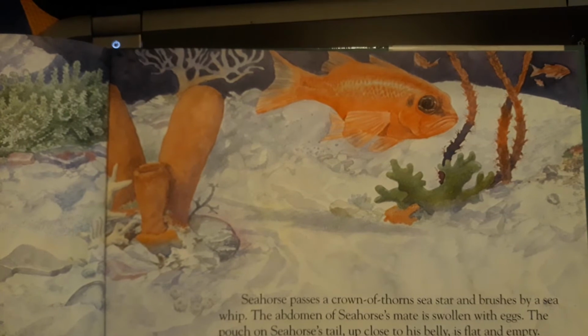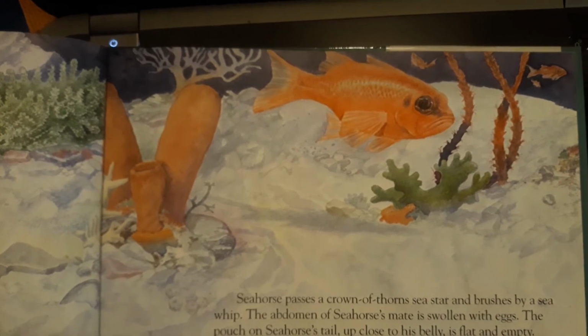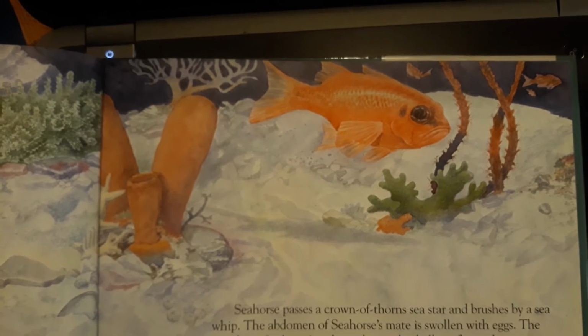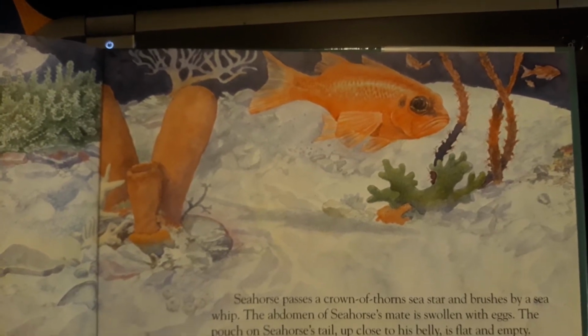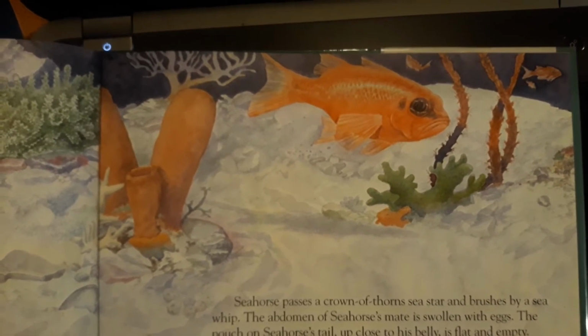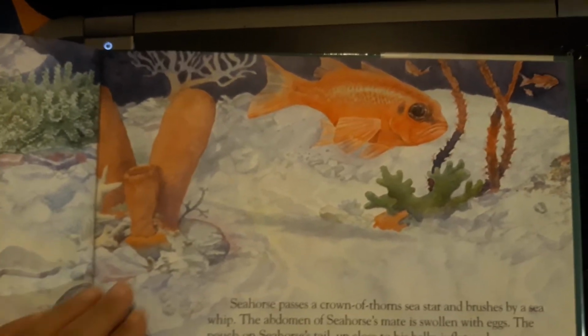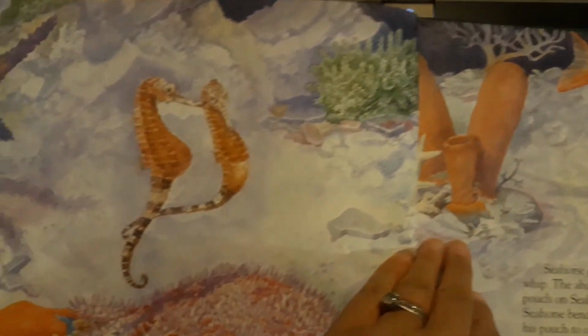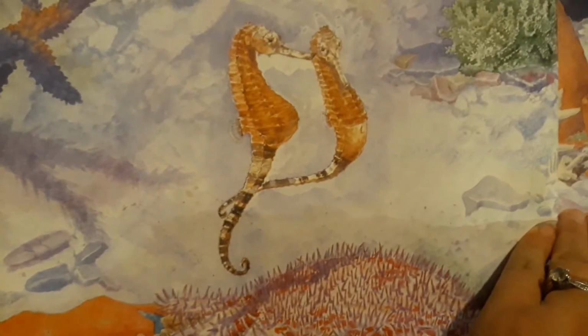The abdomen of Seahorse's mate is swollen with eggs. The pouch on Seahorse's tail up close to his belly is flat and empty. Seahorse bends his body forward. The movement causes the top of his pouch to open. This movement means his pouch is ready for her eggs.